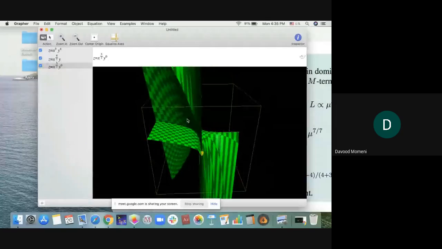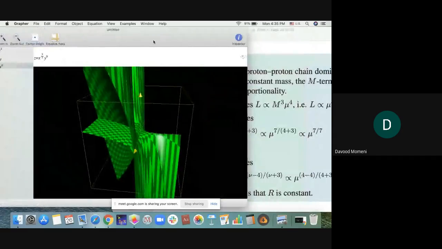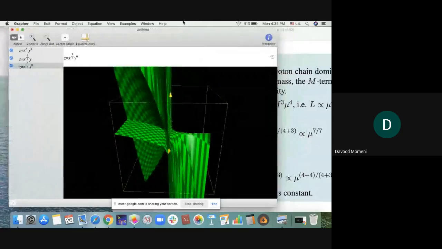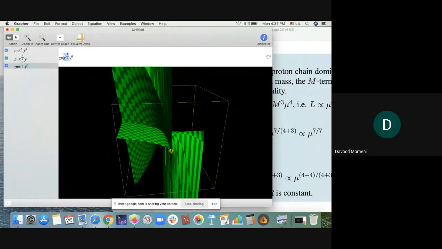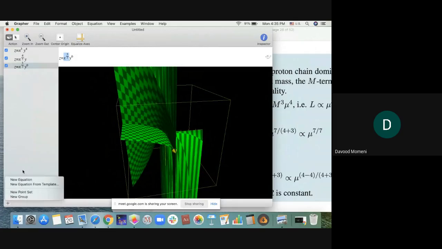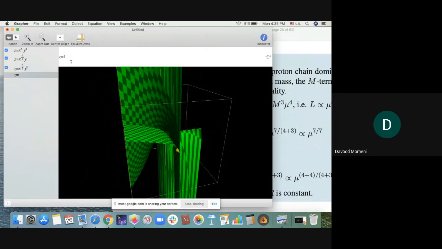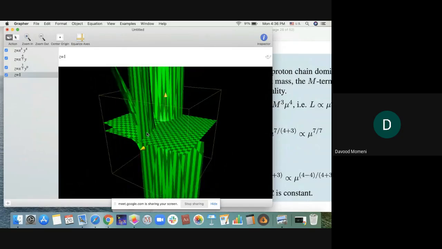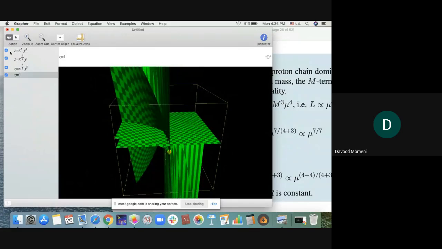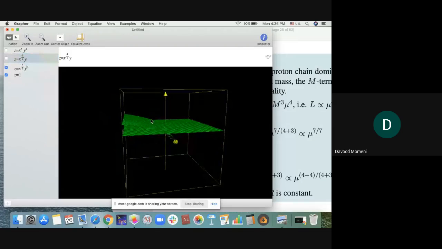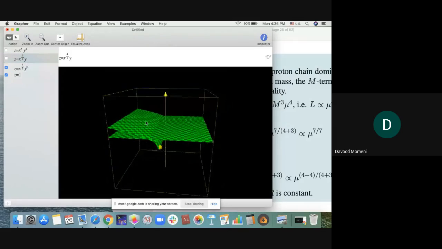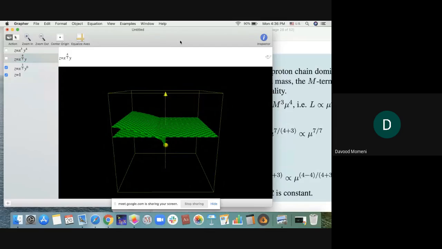As you see, the radius doesn't change with chemical potential if you fix the mass. If I fix this, the surface of z equal to 1 will be that, and it is very interesting. So if you fix the mass for a single type of star, changing the chemical composition doesn't change the radius.